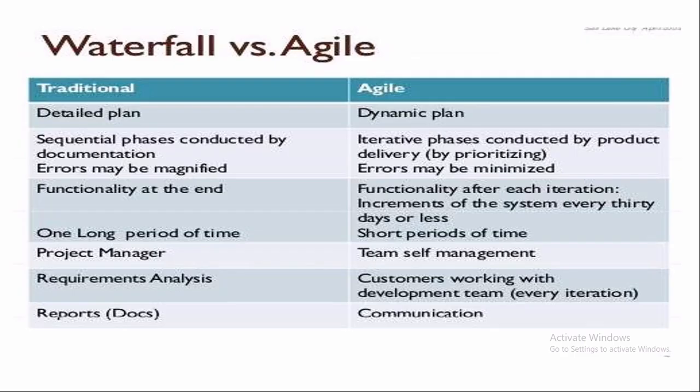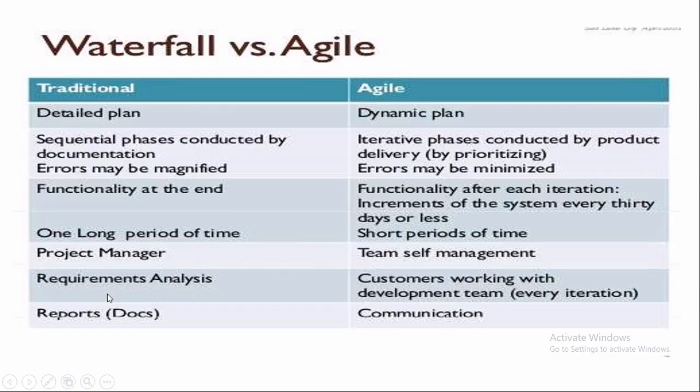Yes, so this is the difference between waterfall model and Agile. We can easily compare a waterfall model with an Agile methodology. So let's compare this to the traditional waterfall model. The waterfall model uses a detailed rigid plan whereas Agile uses a dynamic plan. Then waterfall model delivers functionality only at the end, whereas Agile gives incremental increments every 30 days or less than 30 days. We have a project manager in waterfall, whereas in Agile we have team self management.